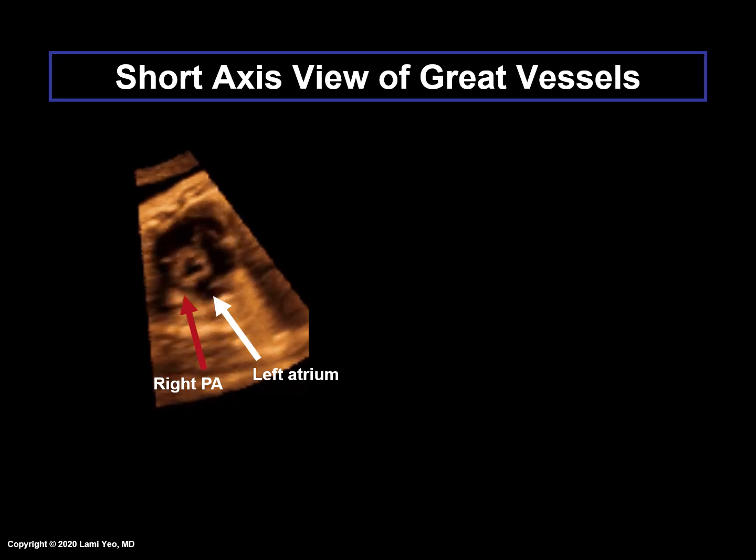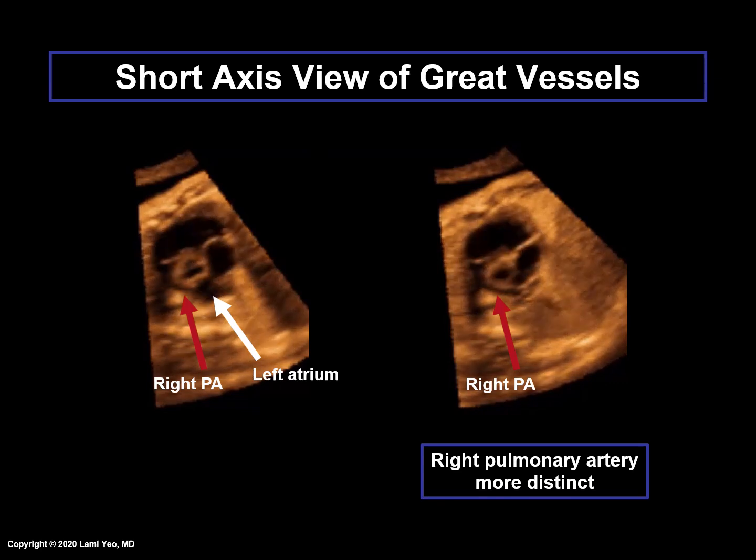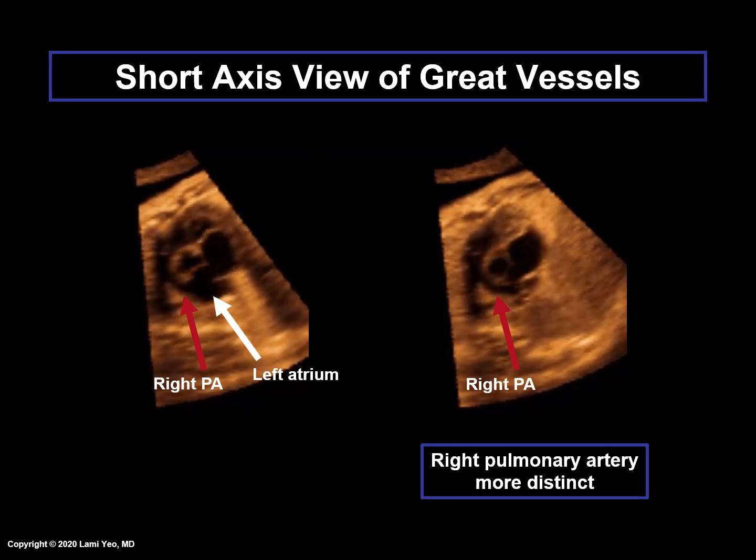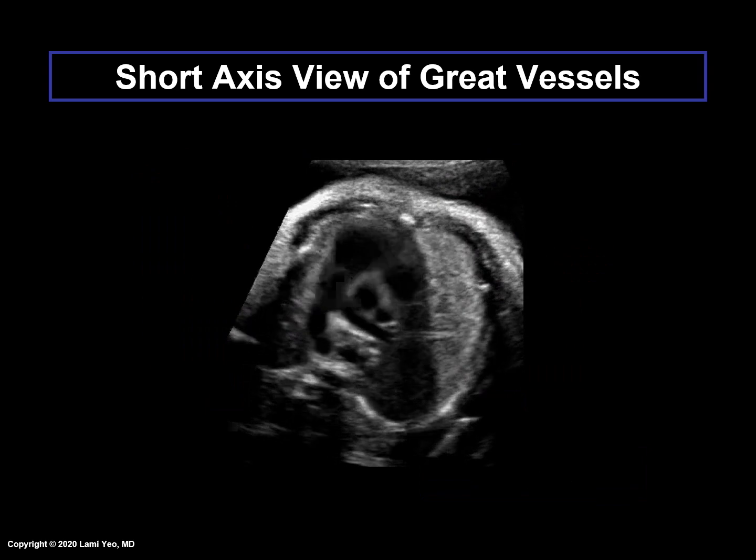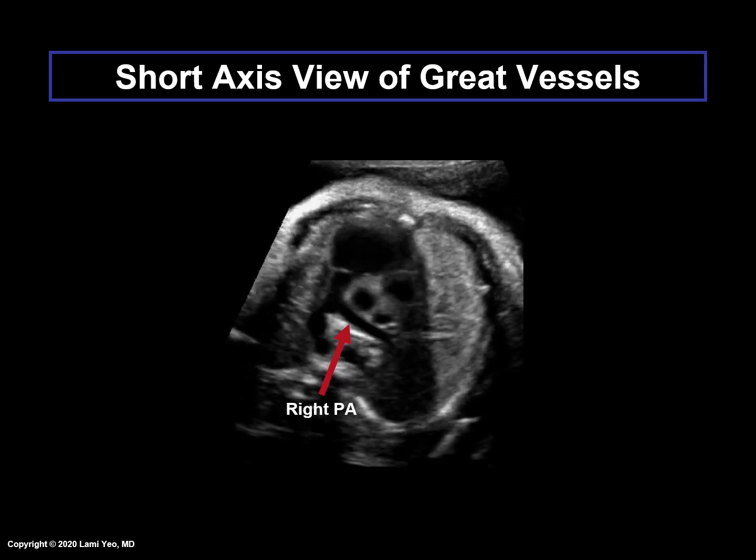Here is the same image with the right pulmonary artery indicated by the red arrow and the left atrium by the white arrow. Sometimes, in the short axis view of the great vessels, depending upon the inclination of the transducer, the right pulmonary artery is more distinct, as shown by the red arrow, and the left atrium may not be visible well. Here is another example in which the right pulmonary artery is more distinct, as shown by the red arrow.